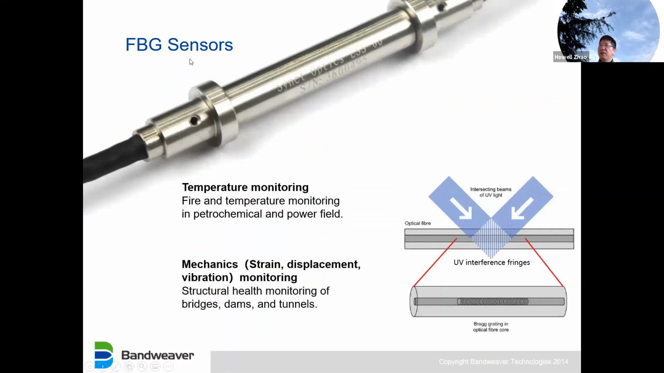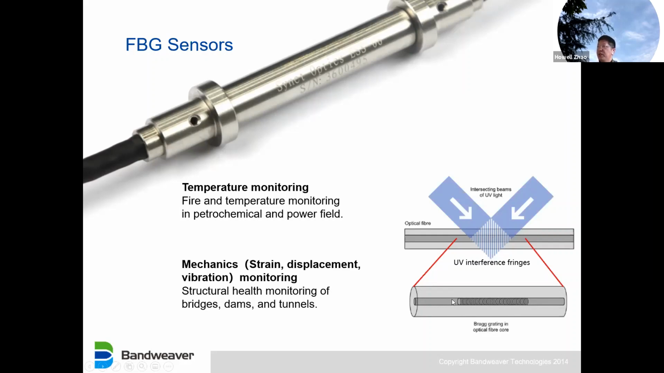So this is the fiber Bragg grating sensor I mentioned at the beginning. How to fabricate an FBG sensor? It's more complex than DTS. DTS just uses commodity optical fiber. We don't need to do anything along the fiber. It's just the fiber. But FBG needs a UV laser, UV light, to print a grating in the core of the optical fiber. So this is the process of UV laser printing.